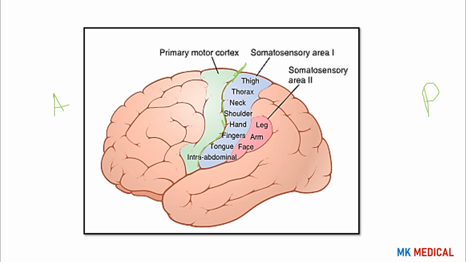This is what is referred to as your central sulcus, which predominantly divides the frontal lobe from the parietal lobe. Anterior to the central sulcus you have the motor area; the primary motor cortex is here. Posterior, you have somatosensory area 1 and somatosensory area 2. As you can see, different parts are represented on this somatosensory area: the thigh, the thorax, the neck, the shoulders, the hand, the fingers, the tongue, intra-abdominal, the face, the arm, and the legs.